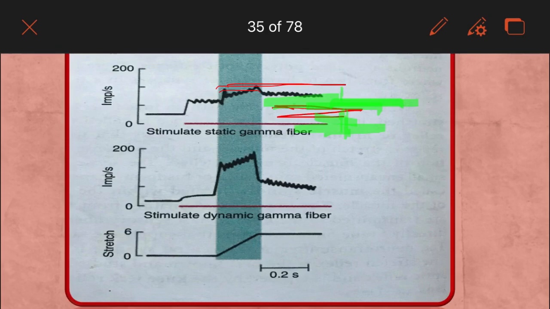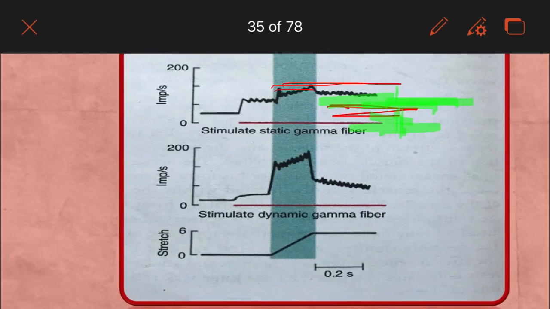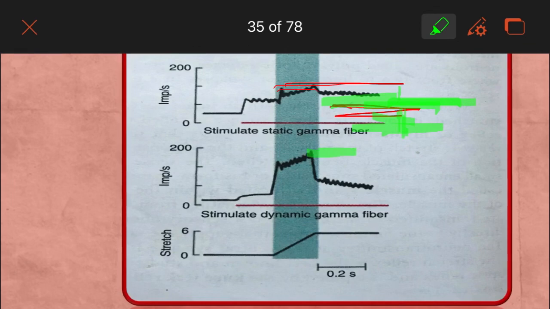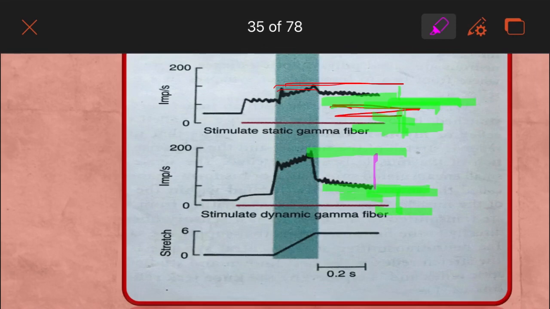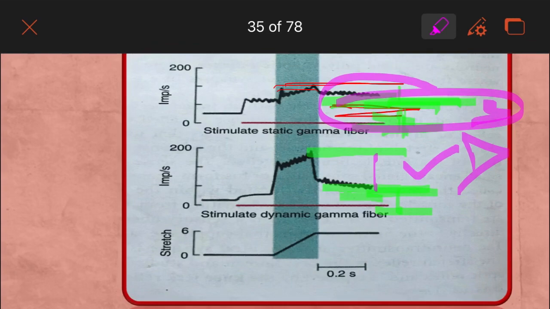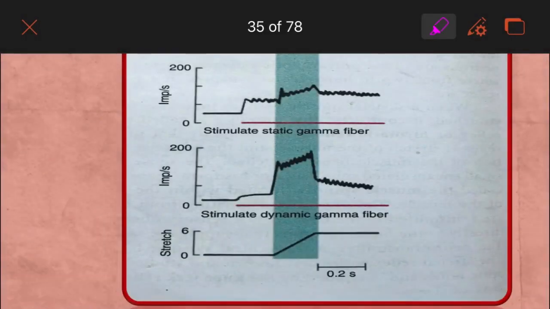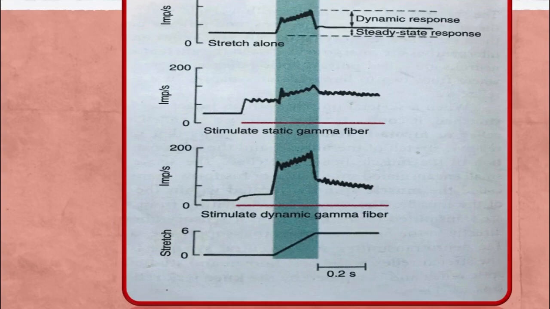So, if we draw the line at the maximum one, say this one, this is the maximum response, and this one is the steady state response. In between this lower green line up to the basal line, this is the steady state response, and the part in between these two green lines, this is the dynamic response. So, the dynamic response is increased. Upper one, the static response was increasing in this one. Okay. So, that is the difference between static and dynamic response.